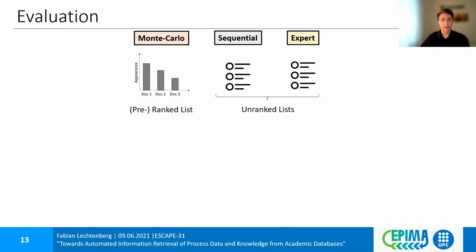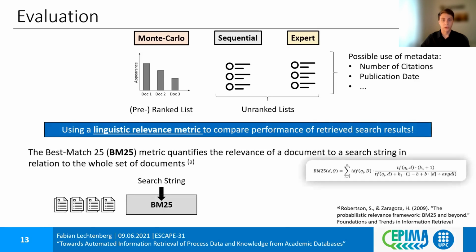But in order to compare the resulting candidates on a linguistic level, we employ a metric that is called Best Match 25, or short BM25. It quantifies the relevance of a document to a search string in relation to the whole set of documents. It can be formally defined as shown here, and the process is visualized here.